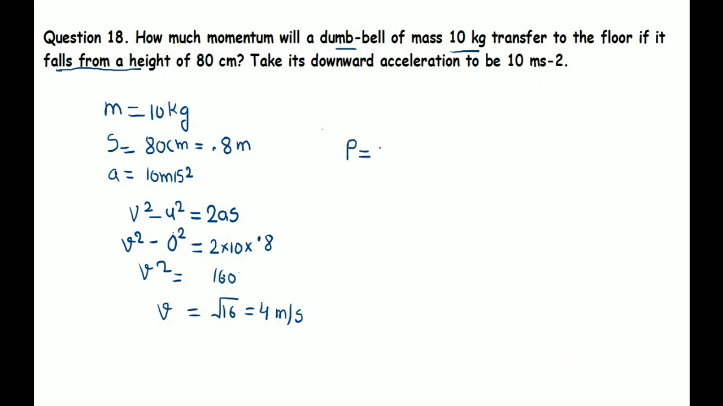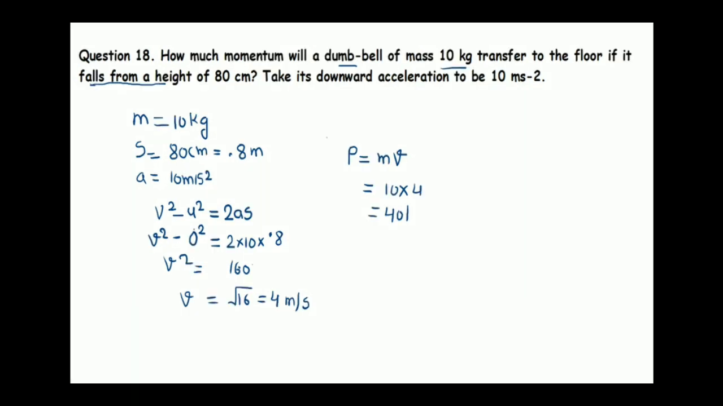Okay. Now they want to find the momentum. So we can apply the formula m into v, that is 10 into 4, 40 kg meter per second. So here student, the last question of the back exercise is finished.